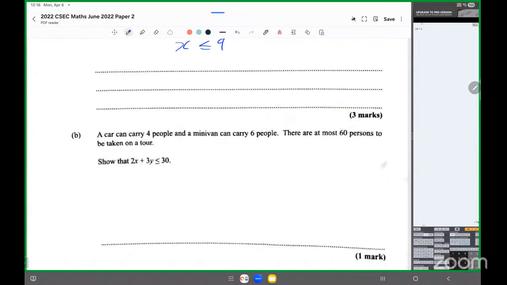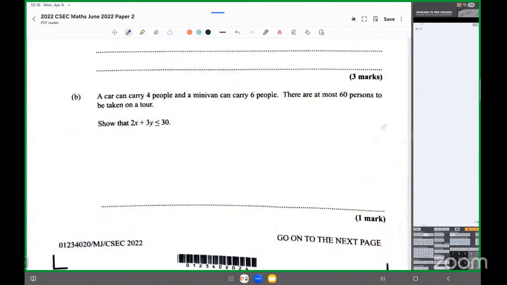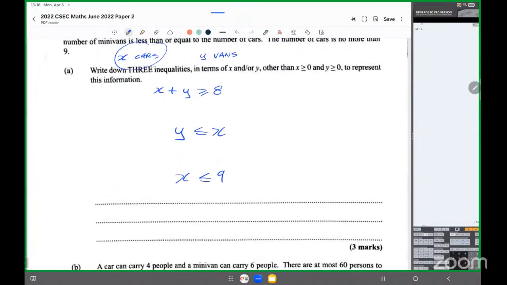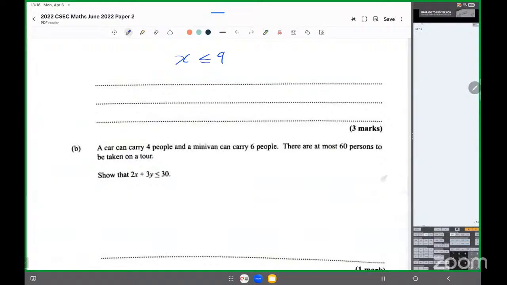Down here now, it says, a car can carry 4 people. So number of people in a car is 4 times X. So X cars, right? So number of people in a car is 4X people. 4X people in cars. Minivan can carry 6 people at 6Y. Minivan can carry 6Y, so that's 6Y. So the people equals 4X in the cars plus 6Y in the vans.